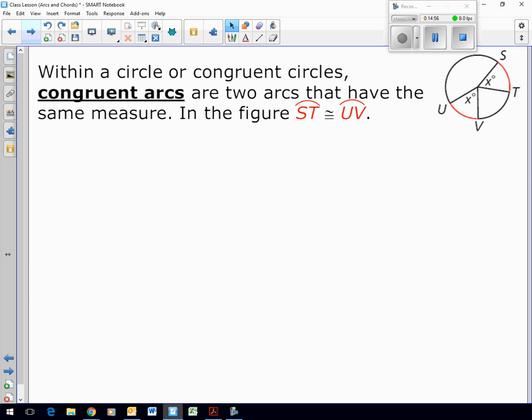Within a circle or congruent circles, congruent arcs are two arcs that have the same measurement. So it's possible to have congruent arcs in a circle. Arcs that have the exact same measurement. We've already seen that a couple times. Those vertical angles that existed earlier, right? They would have congruent angles, and the congruent angles, if they're central angles, produce congruent arcs.